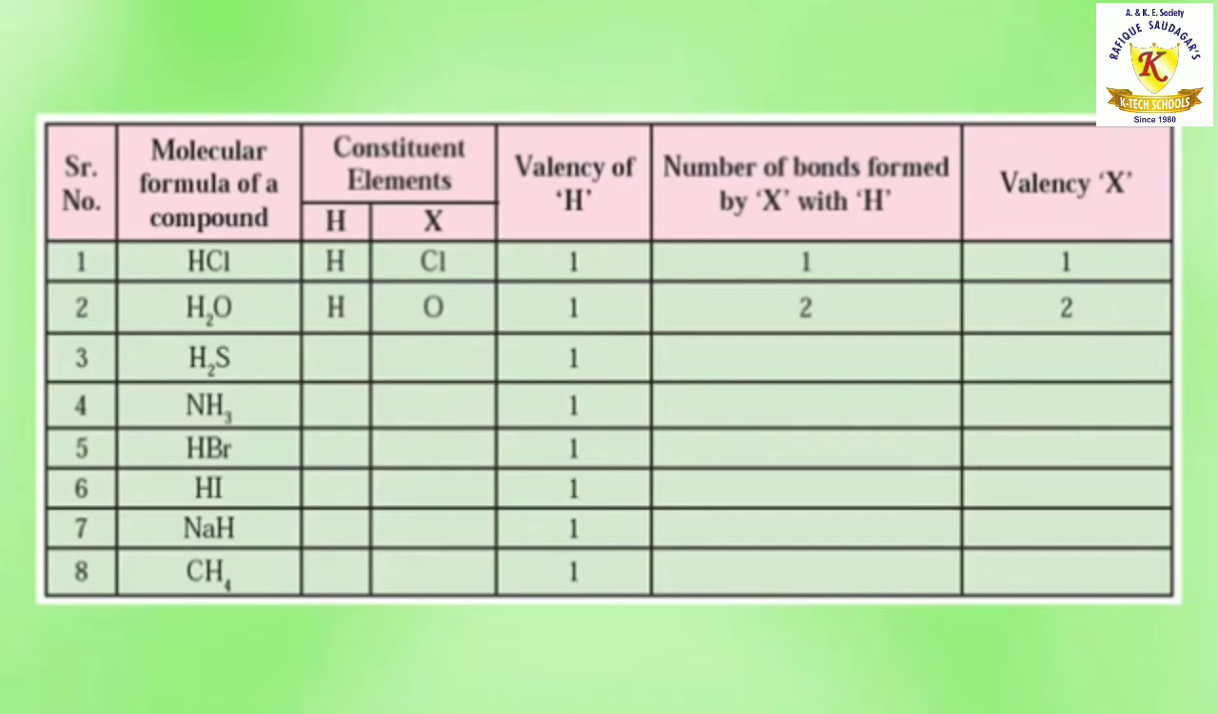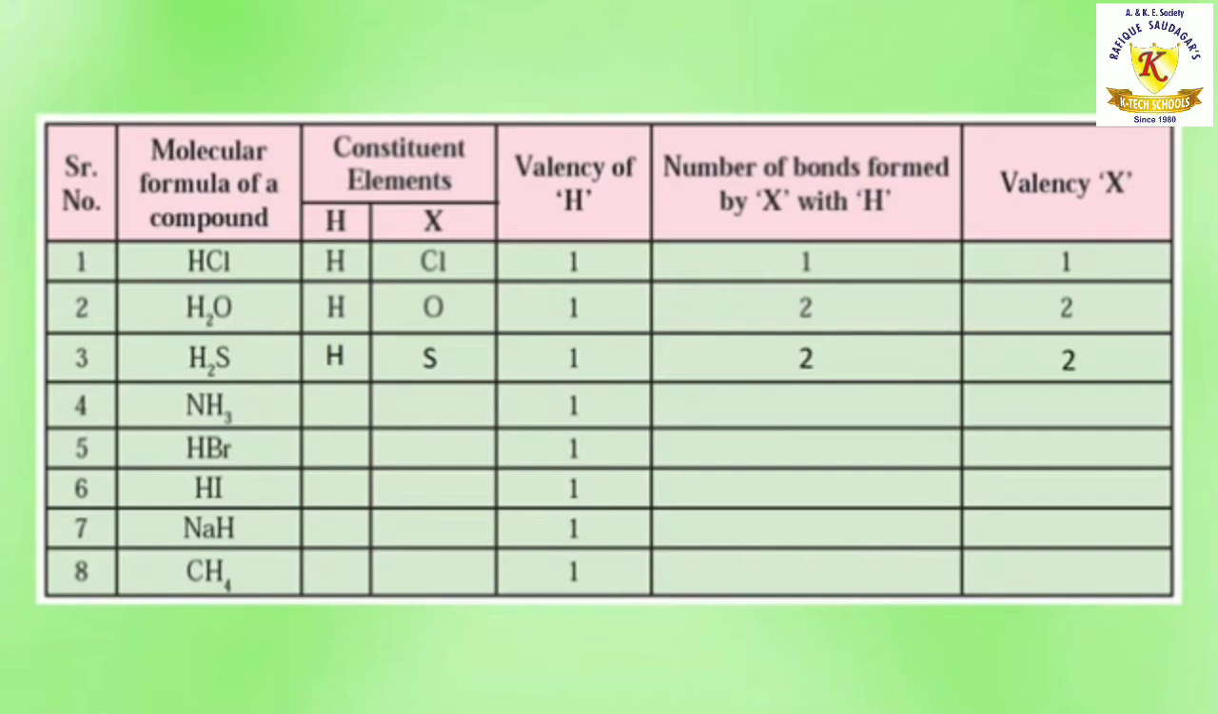H2S. Now here the valency of H is constant, that is 1. In H2S the constituent elements are H and S. So the valency of H is written 1. Number of bonds formed by X with H is 2, because we are having H2S. So we'll write 2. And the valency will be what? The valency will also be 2.